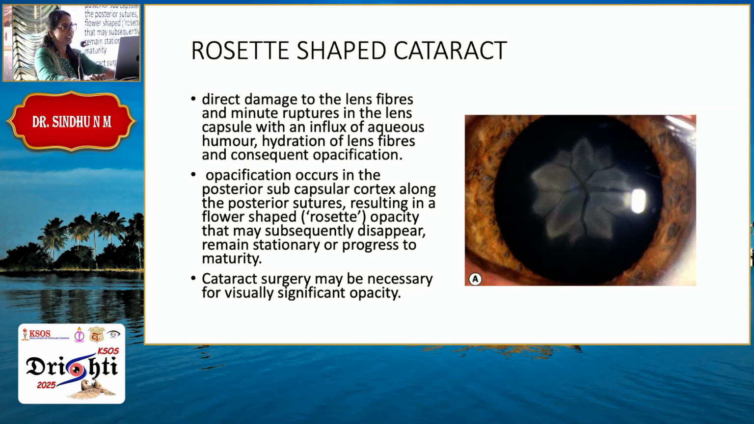The traumatic cataract called rosette cataract is common. This is due to rupture of the anterior lens capsule and influx of aqueous humor causing opacification. It can be early rosette or late rosette, which may appear even after 2 years following trauma. Cataract surgery may be necessary if there is visually significant opacity.